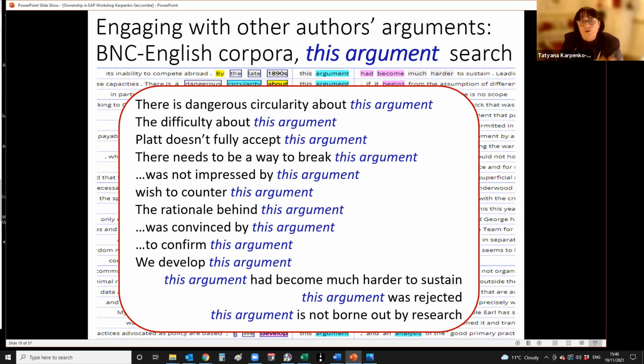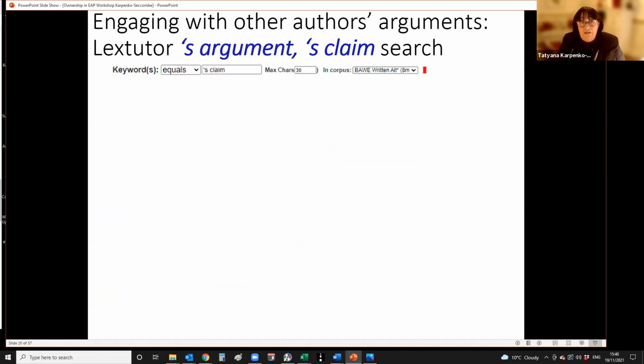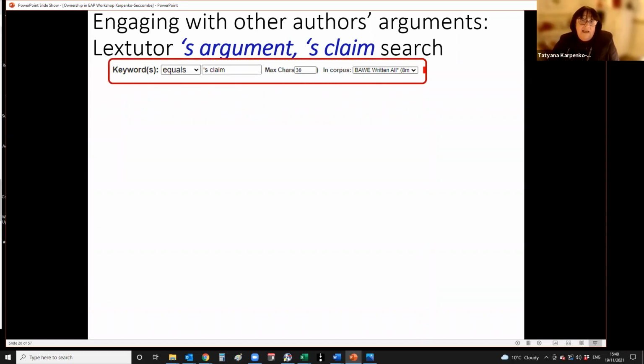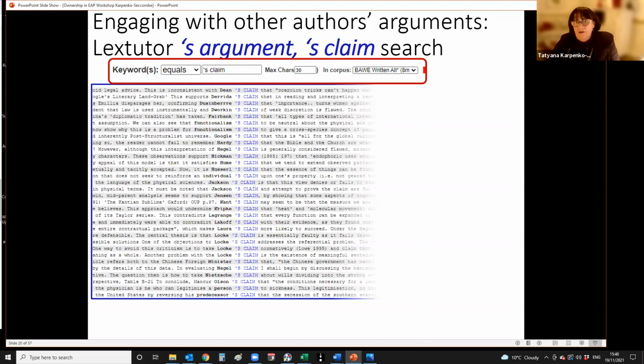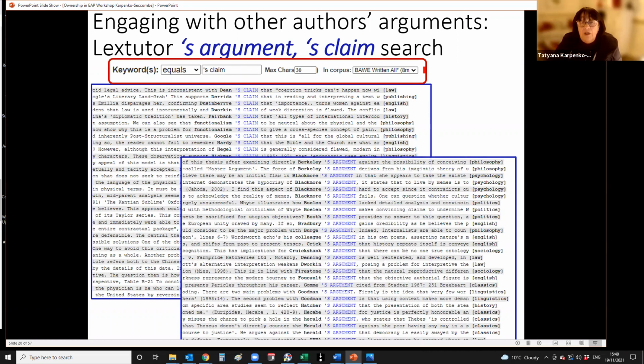So also self positive was convinced to confirm, we developed this argument and so on. It is quite interesting. We can do a similar search in Lex Tutor. In Lex Tutor you can search apostrophe s plus argument and apostrophe s plus claim, and that again will give us quite a lot of material to look into.